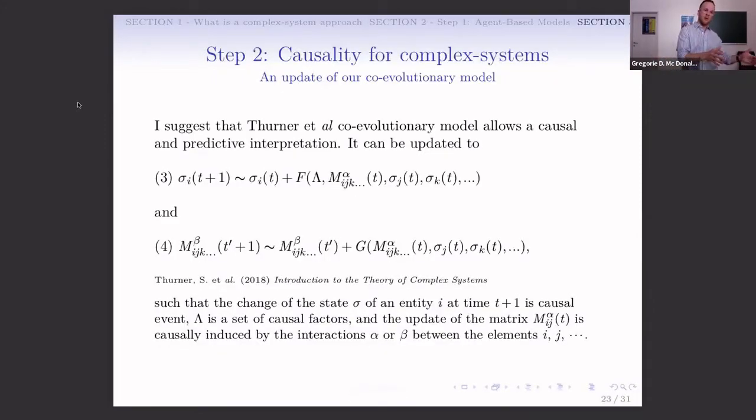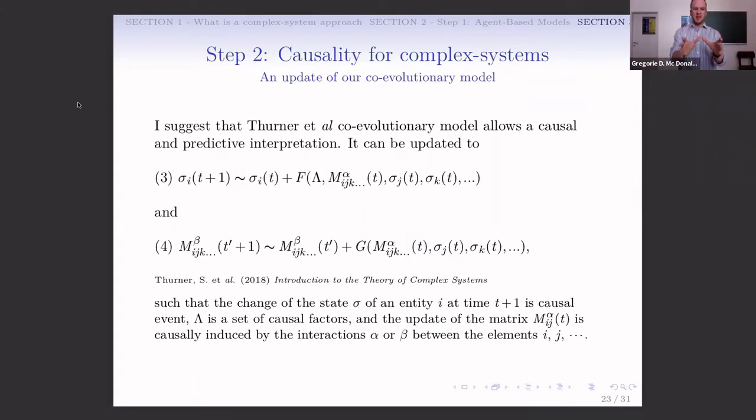So, based on what we've just seen before, the proposal of Andreas Wagner, I suggest that we could use that definition and upgrade the model of coevolution that I presented before and give it some kind of causal and predictive interpretation. So basically, we still have the same two algorithmic equations, but what we would be interested in seeing now is to predict the state of an element at the future time step, which is denoted here by the state sigma at the next time step t plus 1.